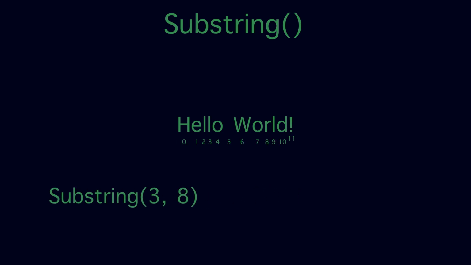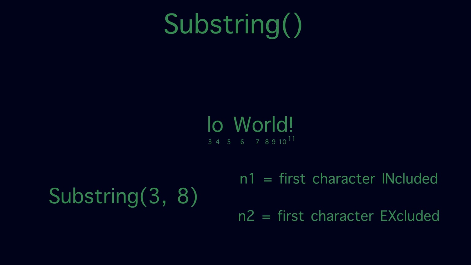Now, the best way to think of these indexes is to think of them like so. The first index is the index of the first character that we want to include in this subsection of the string. The second index is the index of the first character we want to exclude from the substring after we started including characters.